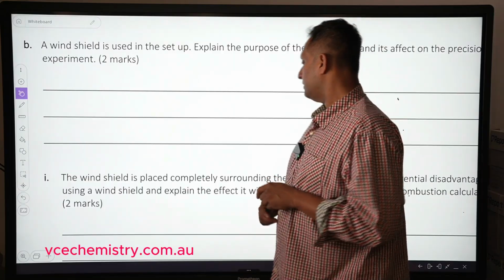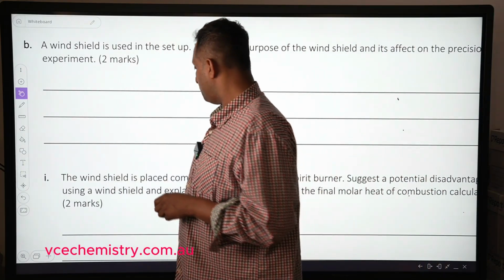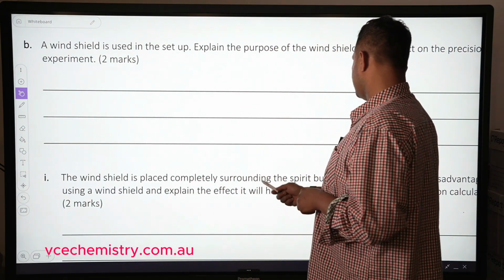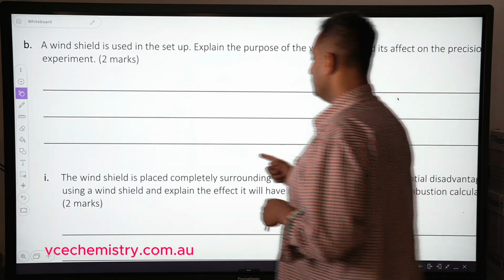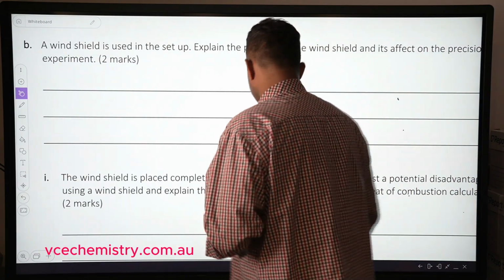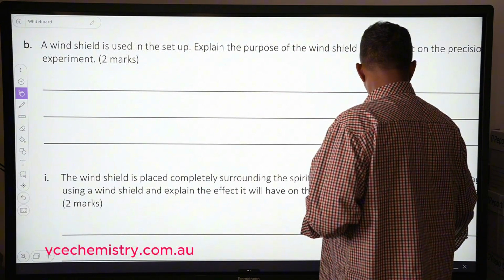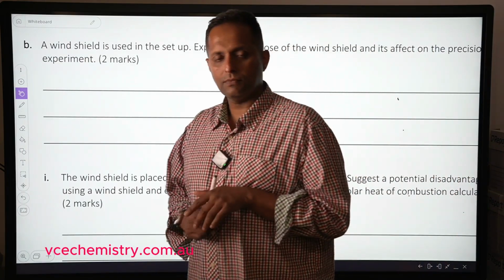Let's look at the next part. I think this should be part B1 and this should be part 2. Another 2 marker. The windshield is placed completely surrounding the spirit burner, which suggests a potential disadvantage of using a windshield. Explain the effect on the final molar heat of combustion. Okay, now what will happen here?